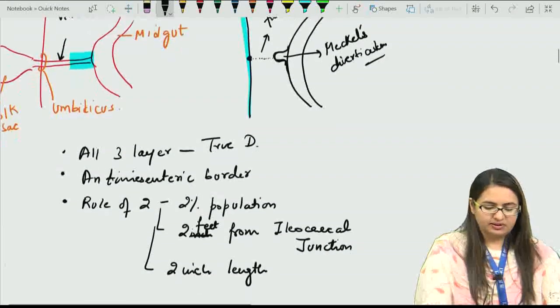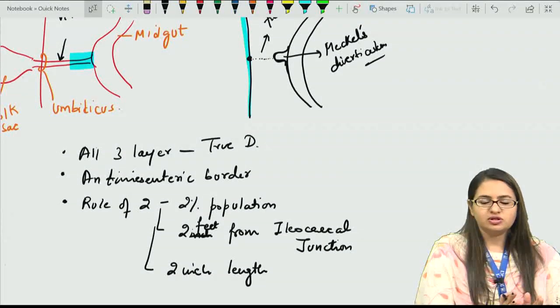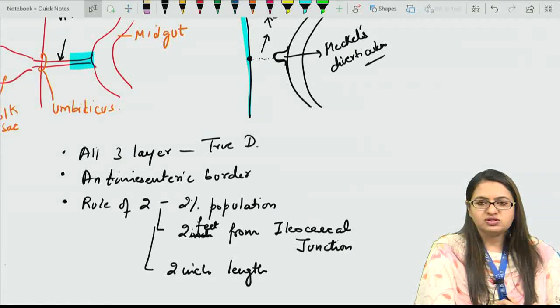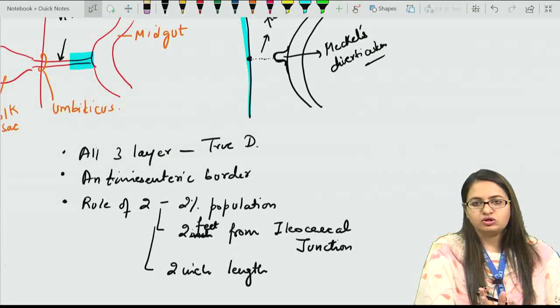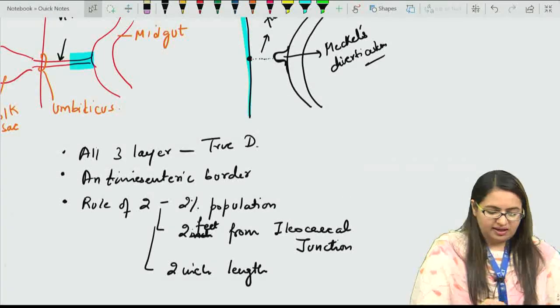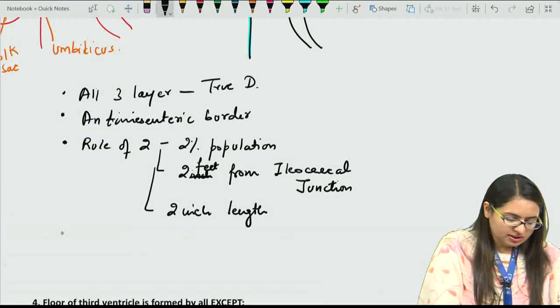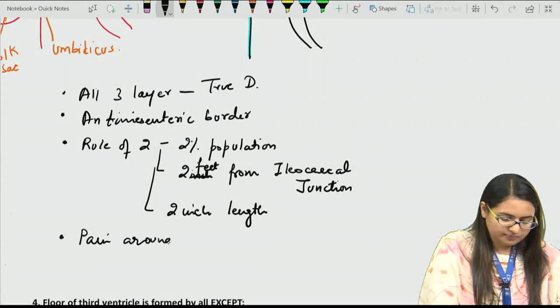Apart from this, at the point where the Meckel's diverticulum is present, there may be ectopic gastric tissue or pancreatic tissue. At this point, if inflammation is there, it may mimic acute appendicitis. As well, if there is inflammation over here which leads to diverticulosis, it will present as pain around the umbilicus.